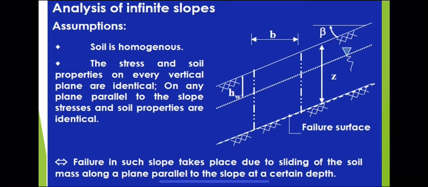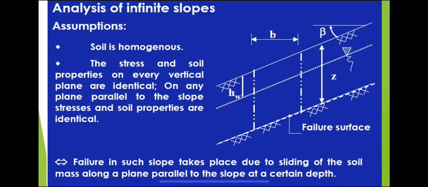Coming to analysis of infinite slopes, what are the assumptions of infinite slopes? The soil is homogeneous, meaning the whole soil is of the same material. The stress and soil properties on every vertical plane are identical, that is the same. On any plane parallel to the slope, stresses and soil properties are identical. Automatically, whatever properties are at the original slope are available at the failure surface. Failure in such a slope takes place due to sliding of the soil mass along a plane parallel to the slope at a certain depth.